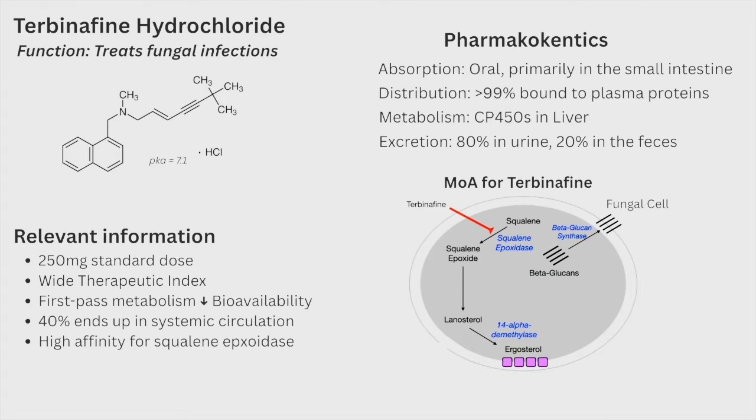And then for phase 2, you're going to glucuronate some of those hydroxylated sites. And so 20% of that is going to be excreted in the feces.